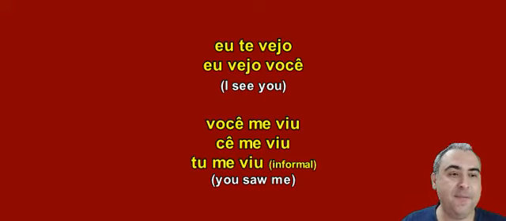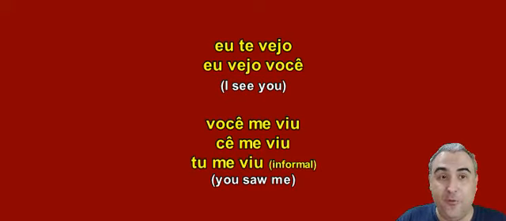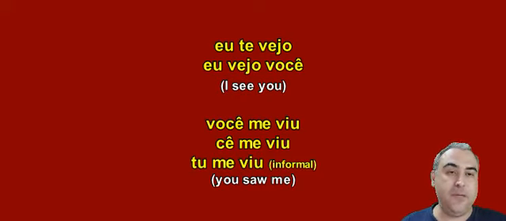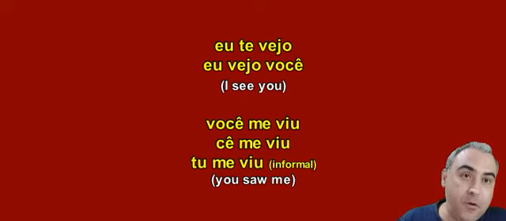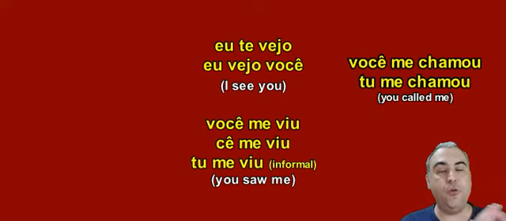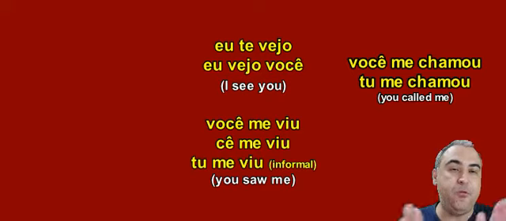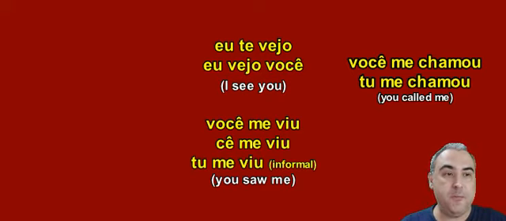Or you can say tu me viu or tu me viste. Viste is the old form of the verb. I'm going to talk about verbs later, so you won't understand the verb here. But tu me viu or tu me viste, tu me chamou, you called me. Tu me chamou, or in classical Portuguese tu me chamaste, you called me. You can also say você me chamou, você me viu.